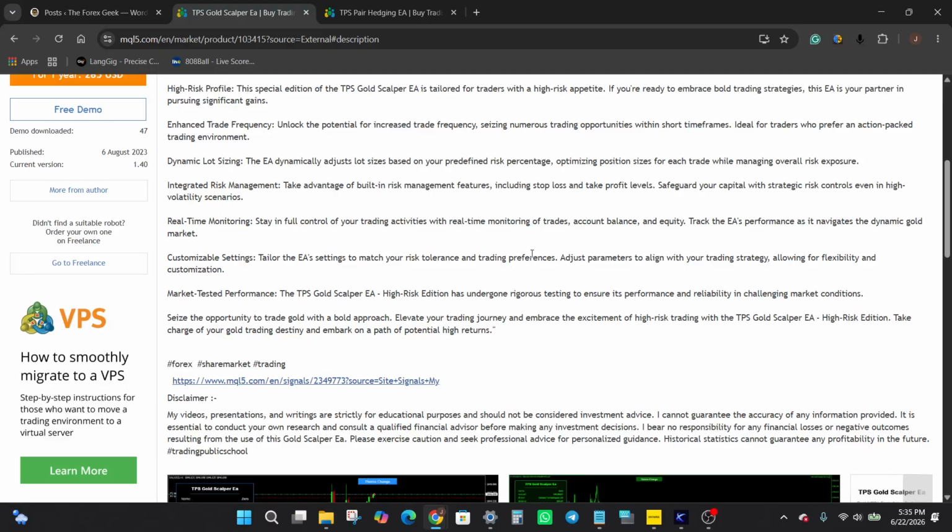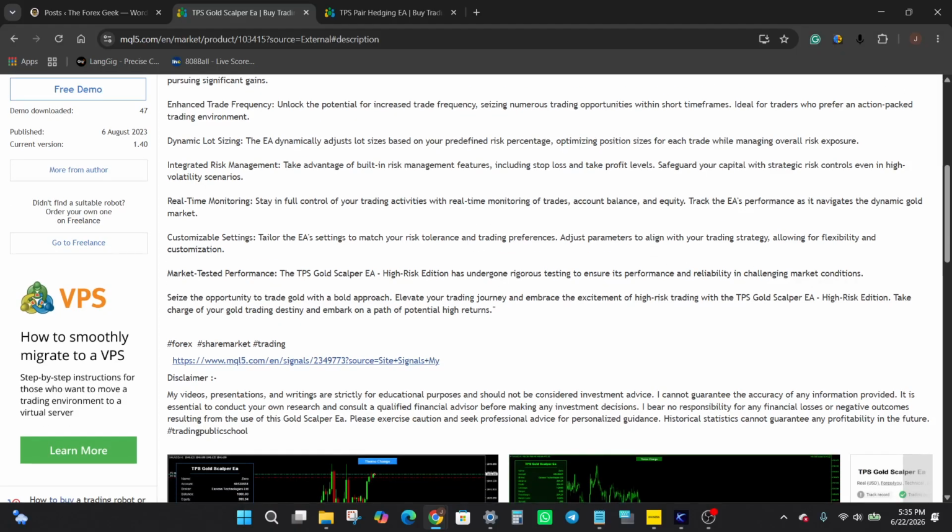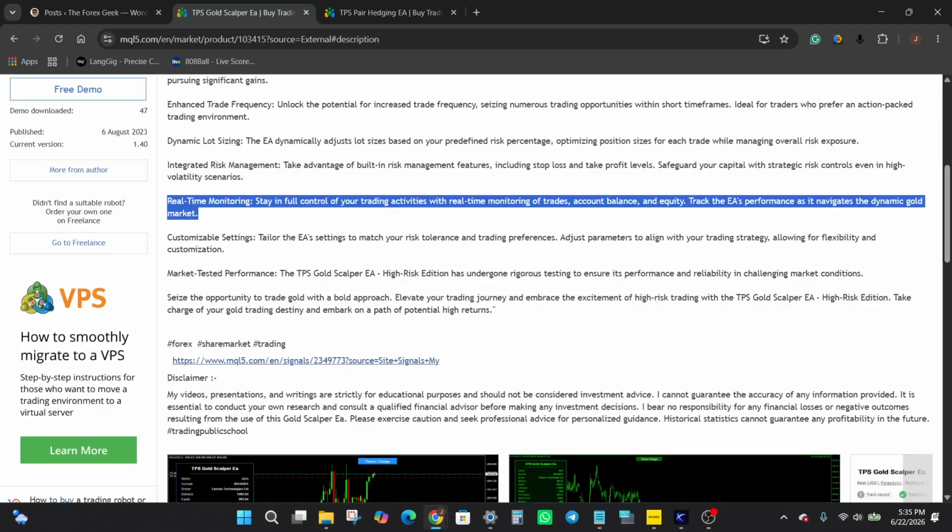The developer also emphasizes integrated risk management functionality. Built-in stop loss and take profit controls are included, allowing trades to be managed with predefined exit levels. While this does not eliminate risk, it does provide structured trade management within the system. Another feature mentioned is real-time monitoring. The EA is designed to provide visibility into trading activity, account balance, and account equity while it is operating. For traders running automated systems, having access to ongoing performance information can be useful when evaluating overall behavior.